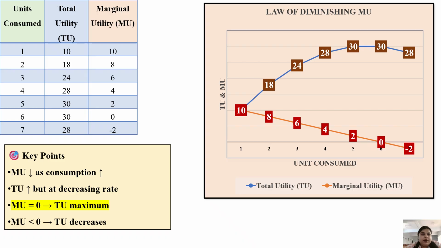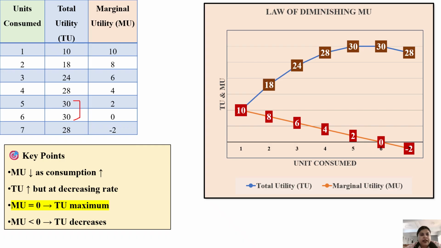Just look at this table, and we will discuss it with the graph. The units are consumed from the first to the seventh unit. We have seen that the total utility is increasing by 10, 18, 24, 28, 30, and after the 5th unit, at the 6th, it will be the same. It means that it is a saturation point, and after that it may decline to 28.